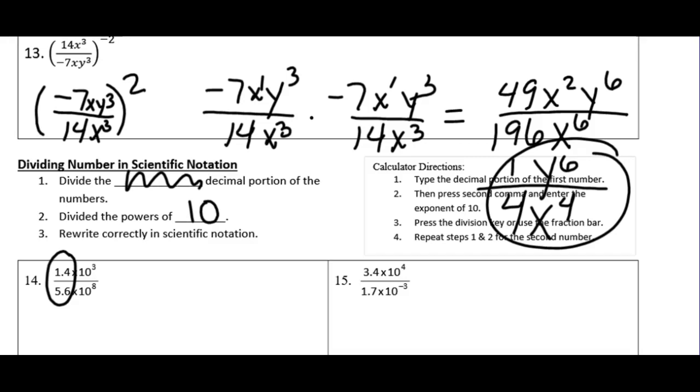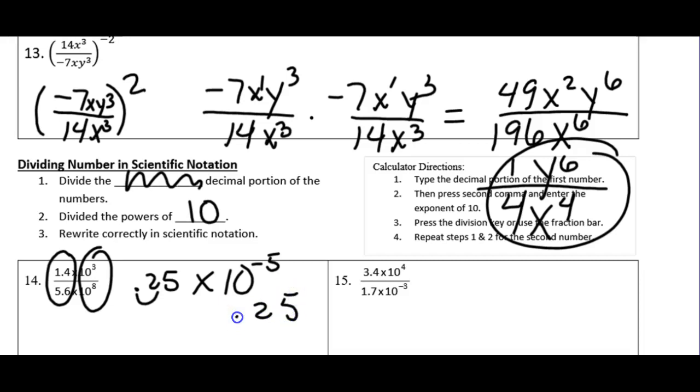So if I'm looking at this number 14 and I'm doing it by hand, I would do 1.4 divided by 5.6, and that gives me 0.25, times 10, well, I'm looking at my powers, 3 minus 8 would be a negative 5. Now, though, I would have to move this decimal and think about how that affects that sign. Probably the best thing to do would be to rewrite that number without the scientific notation, knowing that if it's negative, it's 1, 2, 3, 4, 5.